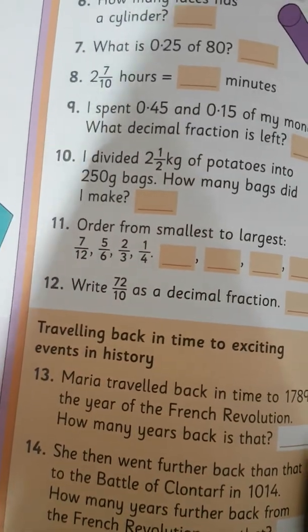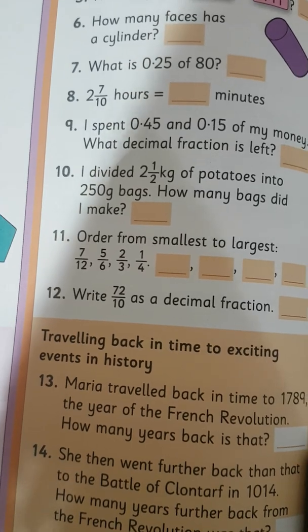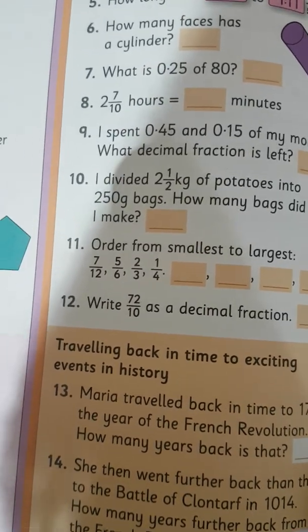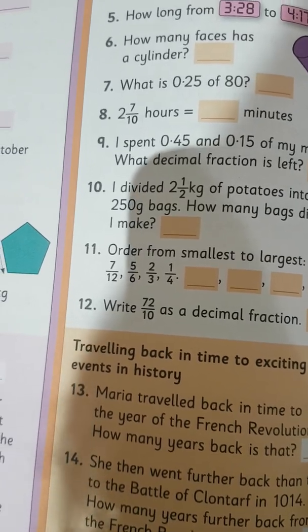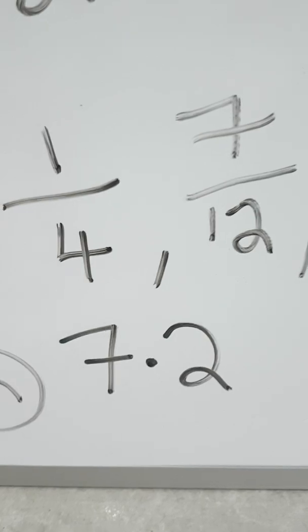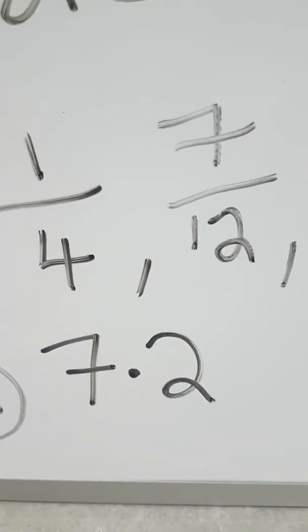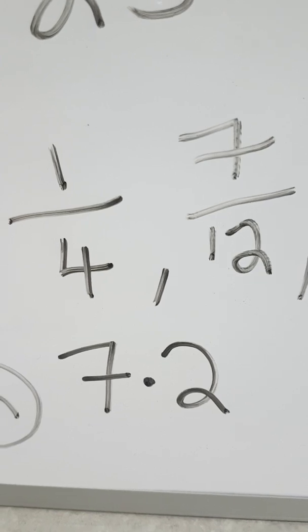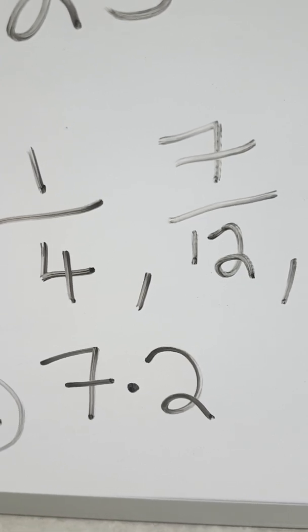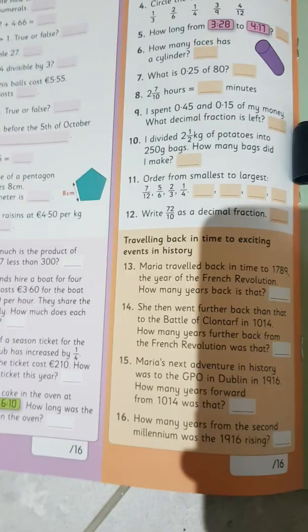Question 12. Write 72/10 as a decimal fraction. Now we can see that actually is a top-heavy fraction. So when we're writing that out, we're going to have some units here. It's going to be 7.2 because 70/10 is 7 units, and then you have 2/10 left over, so 7.2.